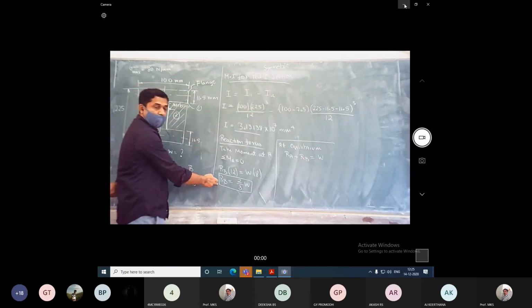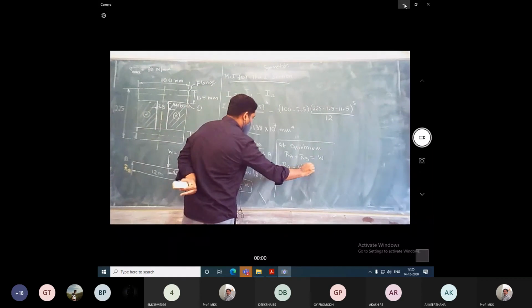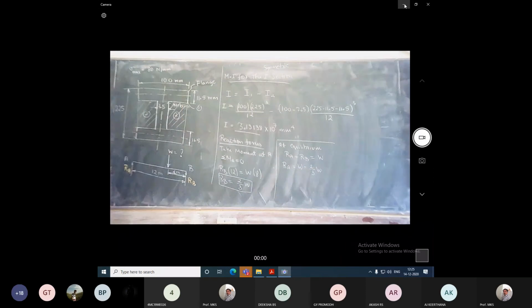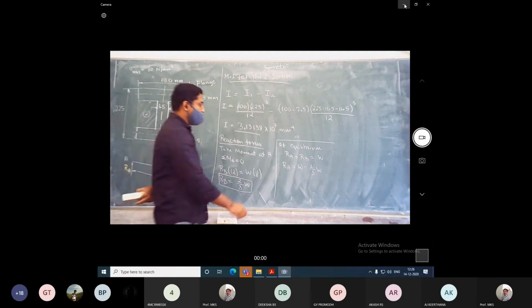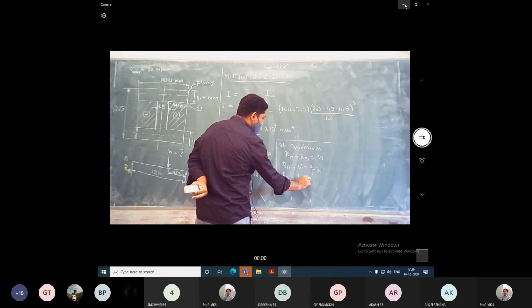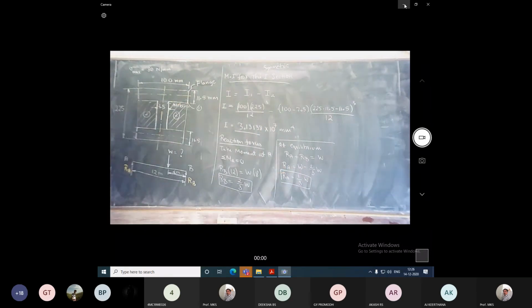So find out RA. RA will be equal to W minus RB, W minus 2 by 3 W. So 1 minus 2 by 3, it is RA is 1 by 3, right? So RA will be 1 by 3 W. So W is the unknown I want to find.